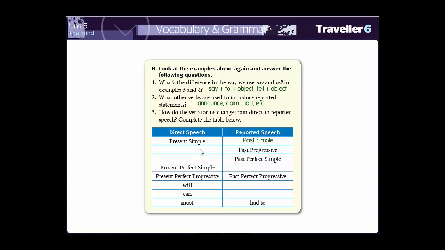Here, past progressive, yes, present progressive. We change from present progressive into past progressive. Past simple is changed into past perfect simple. Present perfect simple is changed into past perfect simple. Present perfect progressive is changed into past perfect progressive. Will, would, can, could, must, had to. Also, we change have to and has to into had to.